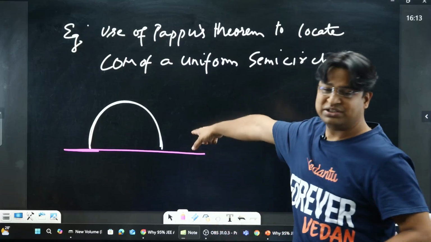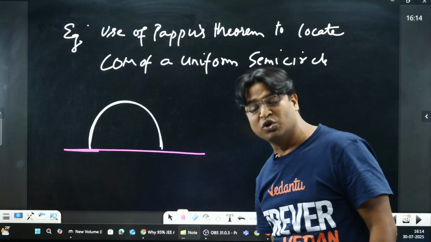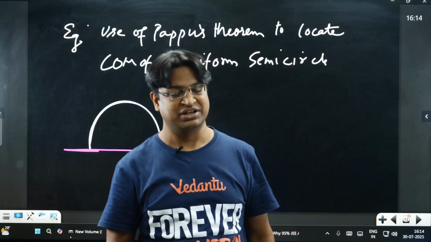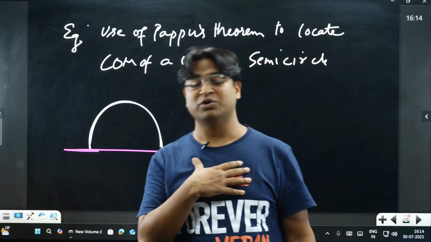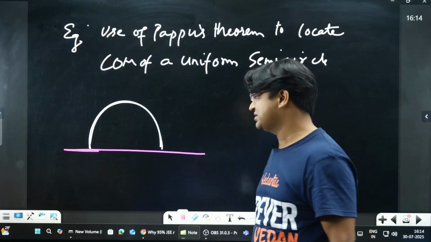Now you will say, sir, it is intersecting. No, it is not intersecting. It is infinitesimally close to the two ends, but it is not intersecting. And it is up to me how close I want to keep this axis. So I'm keeping it infinitesimally close, but it is not intersecting.